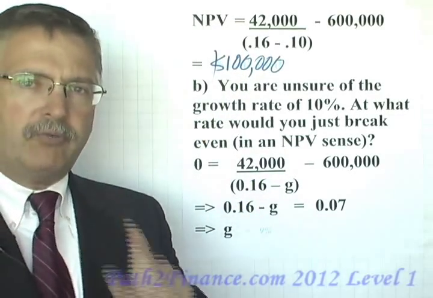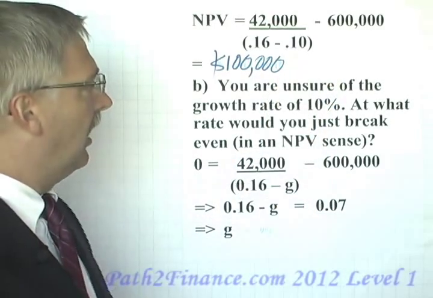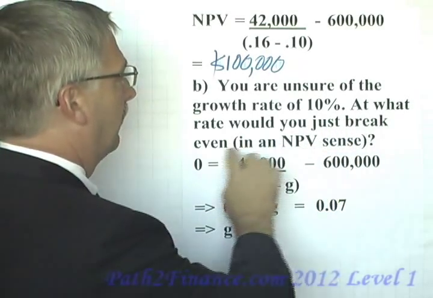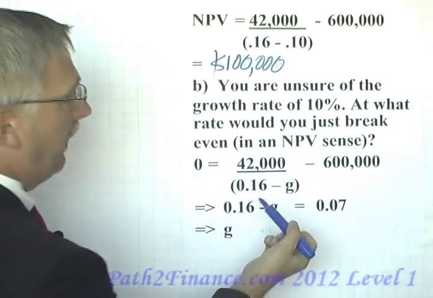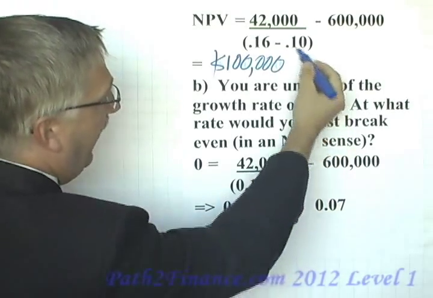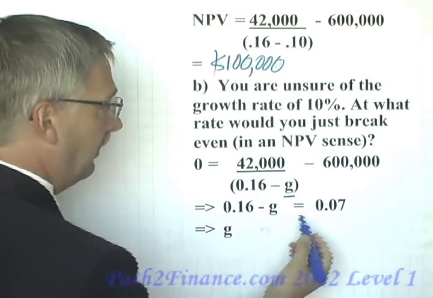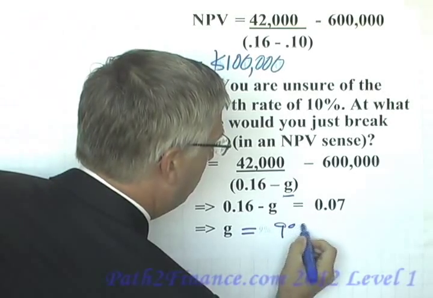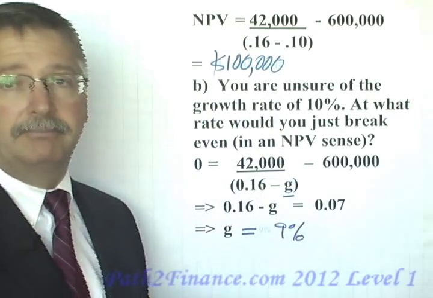Now, what if we're not totally sure that that 10% was going to come true? At what growth rate would it be break even in a net present value sense? So what we're basically going to solve for is that growth rate here. Same calculation. We get to a 7, and then that growth rate would be a 9% growth rate to make sure we're break even.